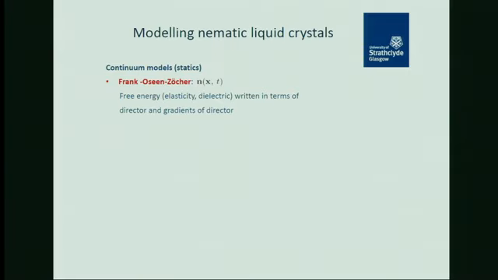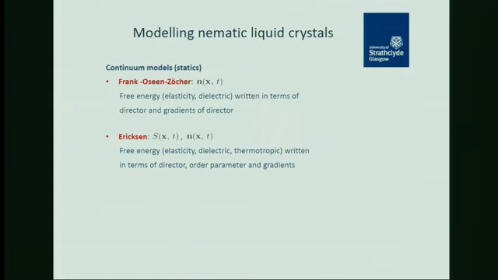So let's think about what models already exist. The original model of liquid crystals, really, of nematics at least, was the Frank-Oseen model. Here we're just thinking about the director N, and we postulate some free energy, which is basically made up of things like elasticity or dielectric energy. And it's written in terms of the director and gradients of the director. So we've seen those kind of models before.